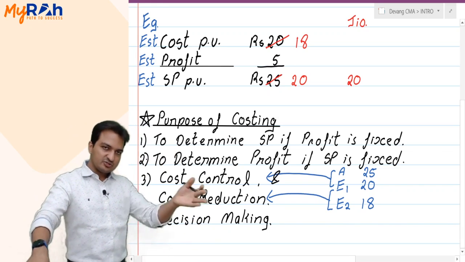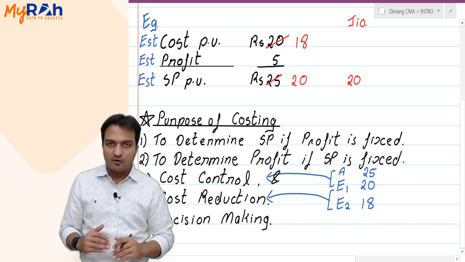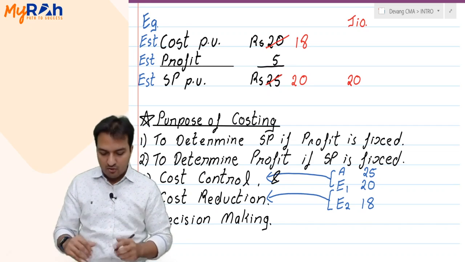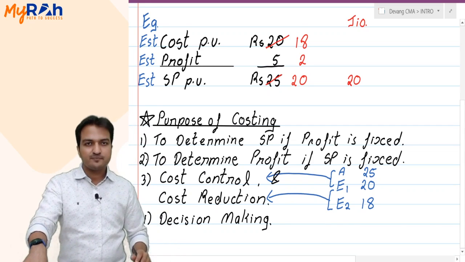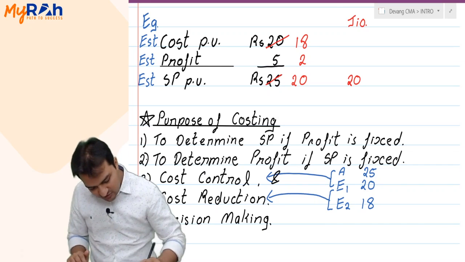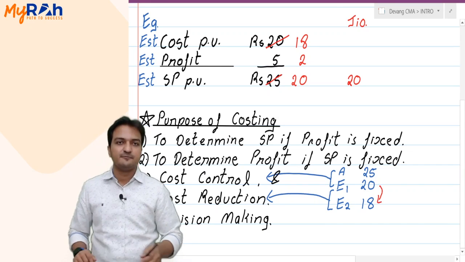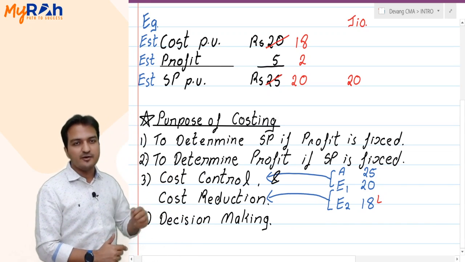But now that there is very tough competition here, maybe I'll try to cut down my profit and I'll also try to cut down my cost. So after this, even 2 rupees profit I might be happy with. But even for that 2 rupees profit, I need to bring my cost down from 20 to 18. Well, this decrease in my estimate is called cost reduction.